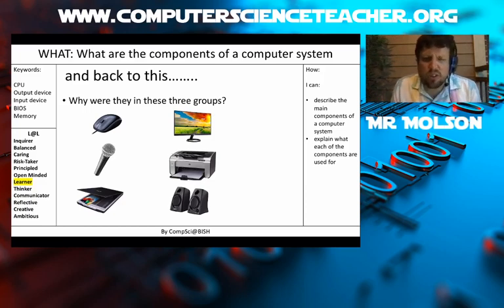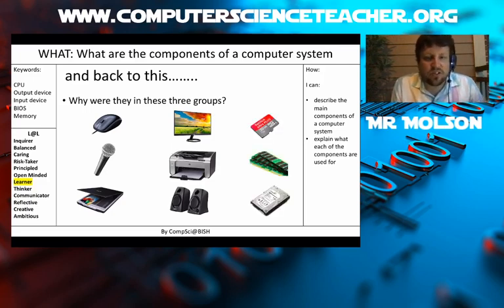Can you think about any other types of output devices? Same with the first group. Obviously there are more input devices that we could have picked there. Can you think about what those input devices might have been? And hopefully this third one might make a bit more sense now. These are all, and this might help you with the extension activity, different types of storage.